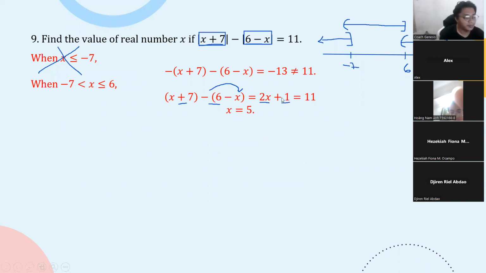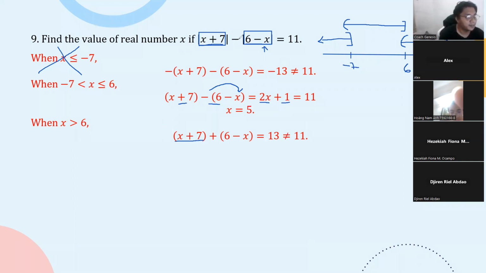That is because that becomes 2x is equal to 10. So you have x is equal to 5. Now, when x is greater than 6, you have a positive value for x plus 7, however, a negative value for 6 minus x. Because as x increases, 6 minus x decreases. As x becomes greater than 6, the value that it returns becomes negative. So that is why you multiply 6 minus x by -1.